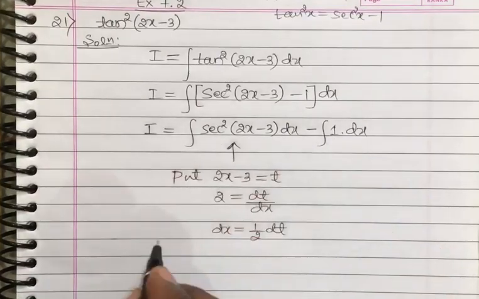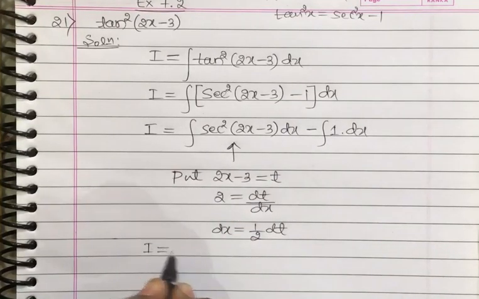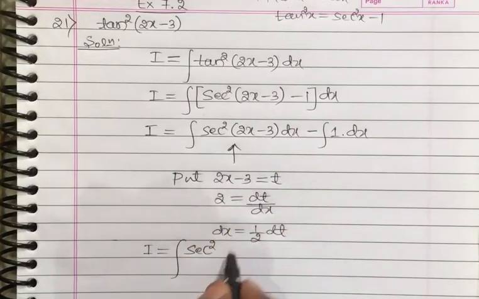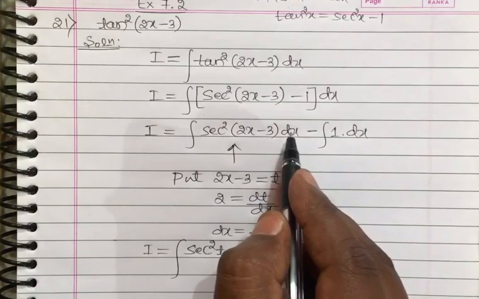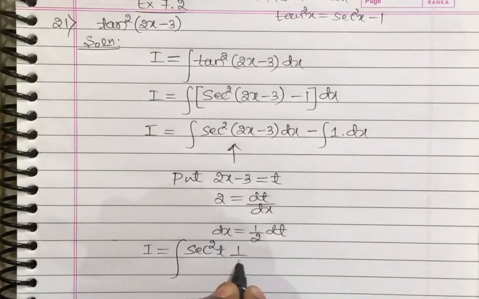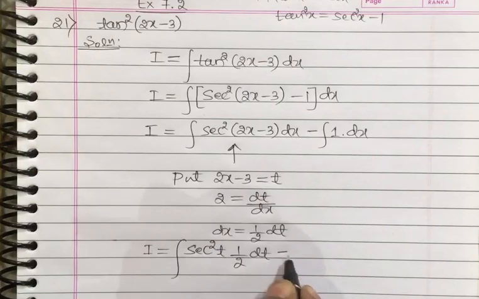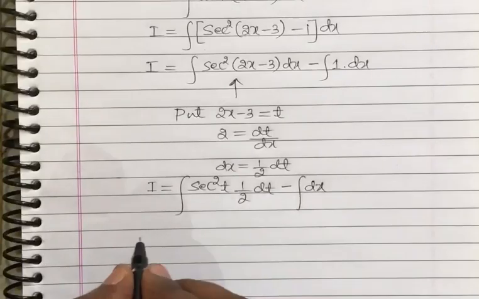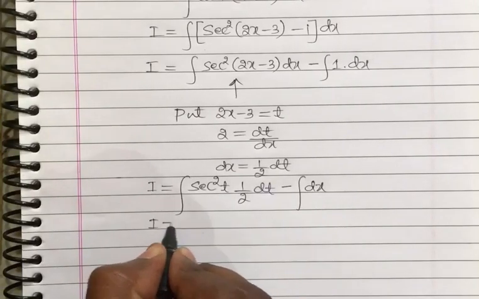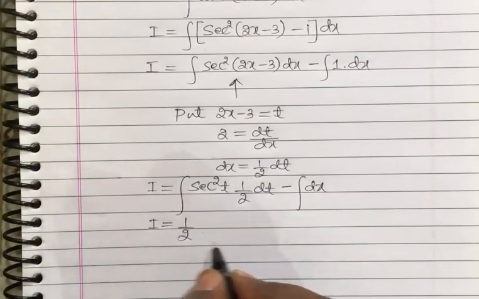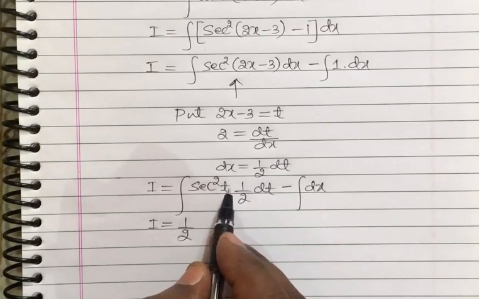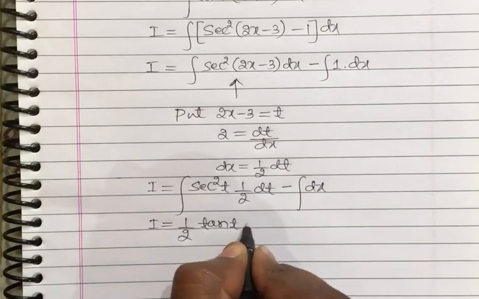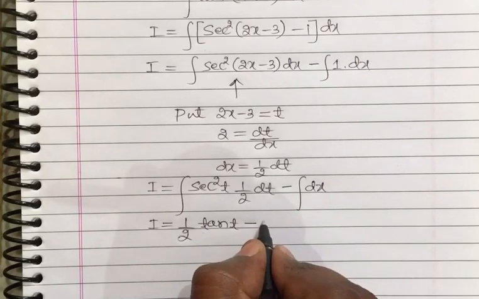So I rewrite this integral now. I is equal to integral secant square. What is 2x minus 3 now? It is t. What is dx? Dx is 1 by 2 dt. Minus, write this as it is now, integral of dx. So now I is equal to 1 by 2, which is a constant, I write it as it is. Then integration of secant square t dt will be tan t, then minus integration of dx will be x.